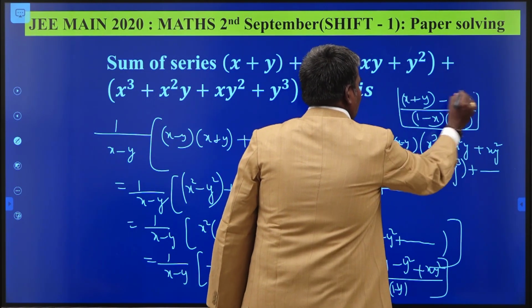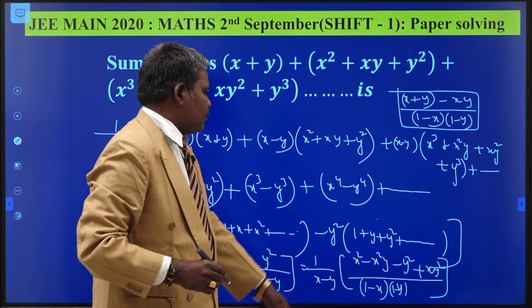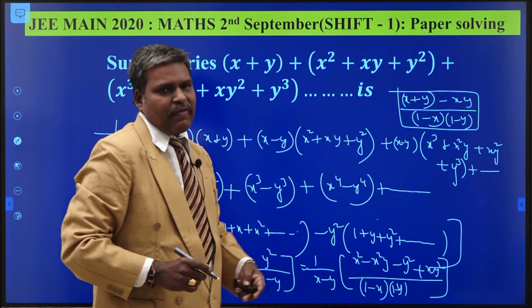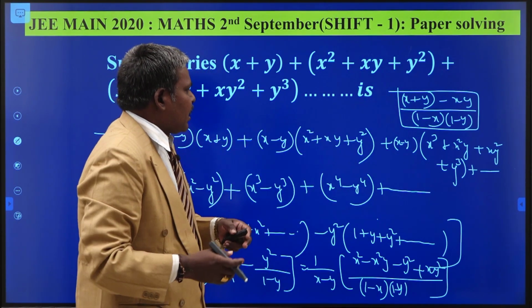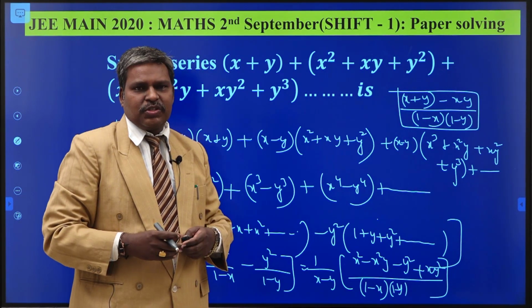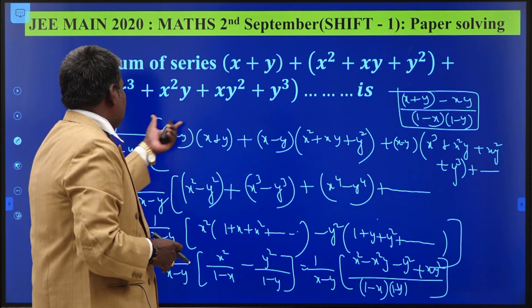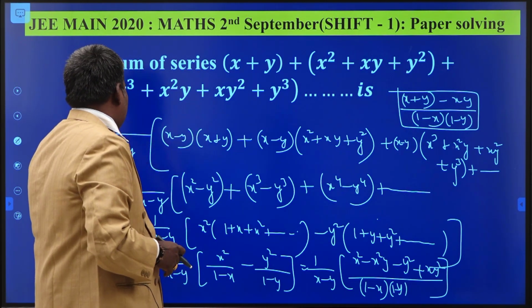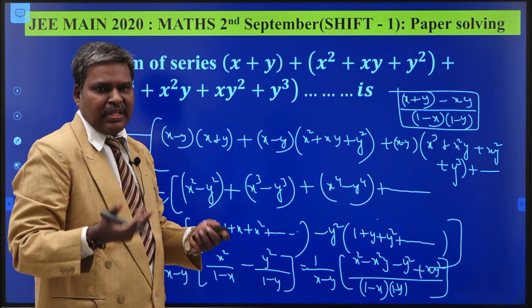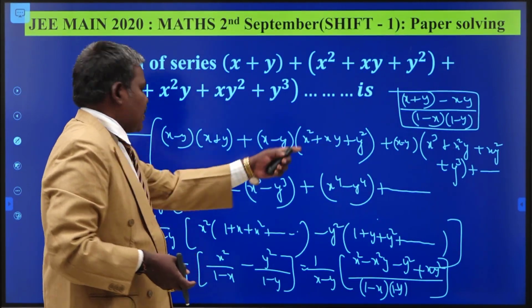Am I correct or not? After cancelling x minus y from numerator and denominator, we obtain the value as x plus y minus xy by 1 minus x into 1 minus y. In this problem, you just get the thought, that is, multiply and divide the series by x minus y. Then immediately we get the result in this manner. Understand?